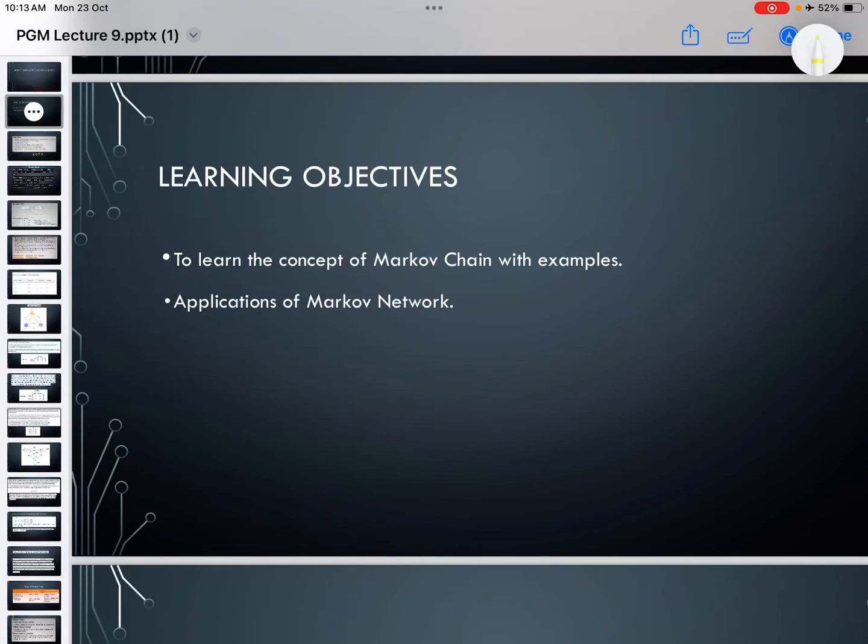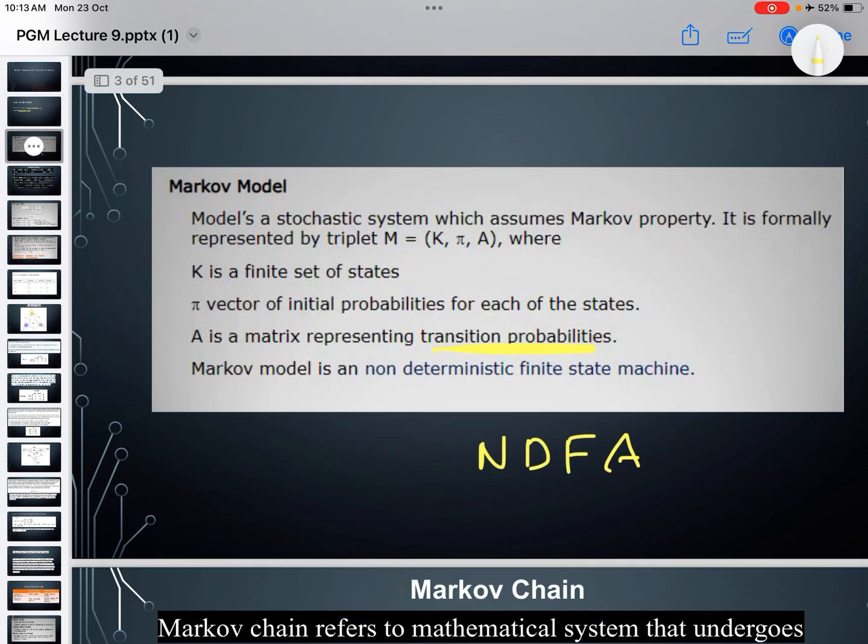So, learning objectives: to learn the concept of Markov chain with examples and to learn the applications of Markov network.